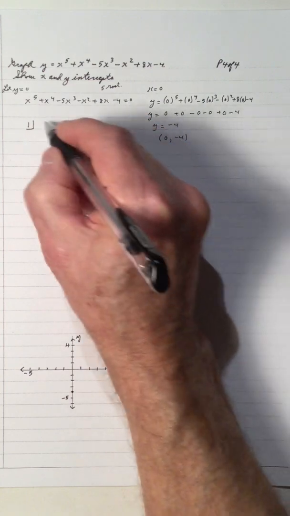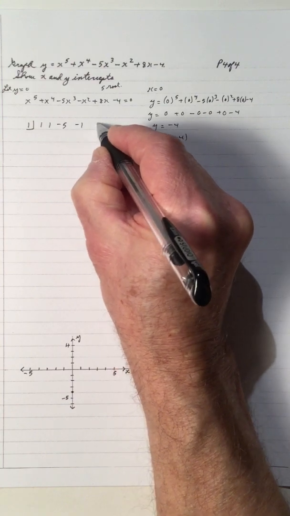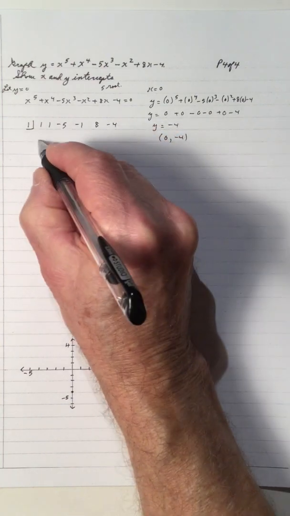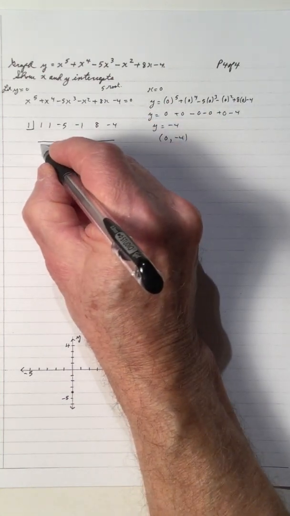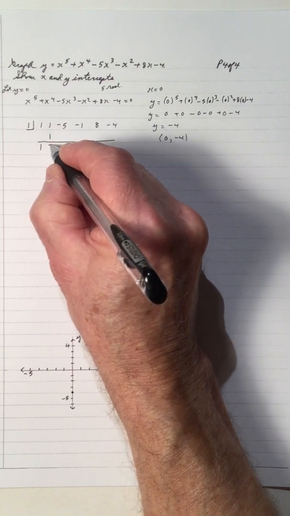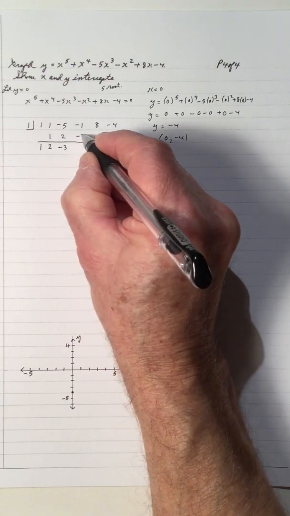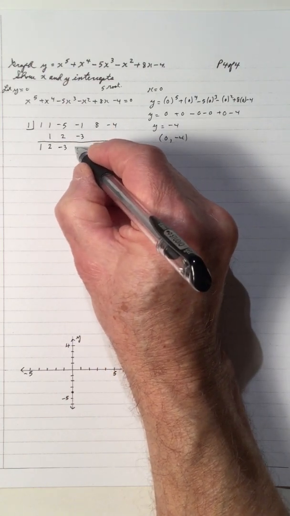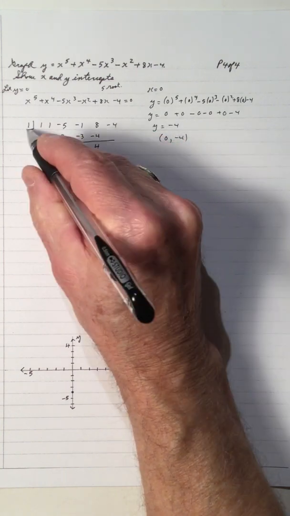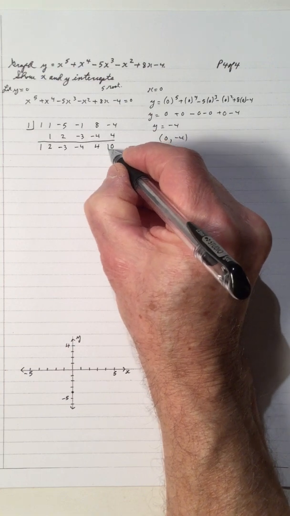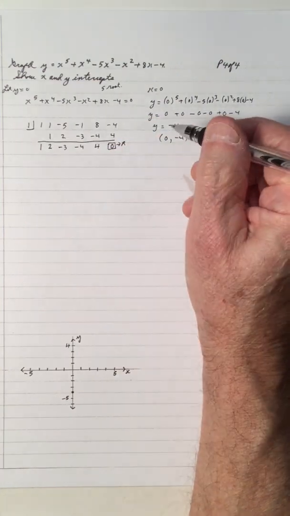Is it in descending order? Yes. So we've got 1, 1, -5, -1, 8, -4. Because the coefficients add up to 0, I know 1 is going to be a root. Bring down your 1, multiply. 1, add, 2, multiply. 2, add, -3, multiply. -3, add, -4, multiply. -4, add, 4, multiply. 4, and I knew I was going to get a remainder of 0, so 1 is a root.